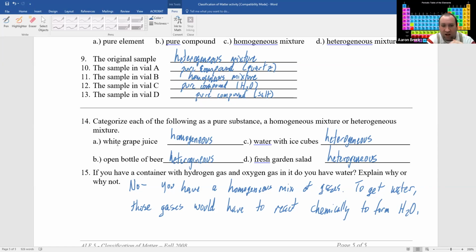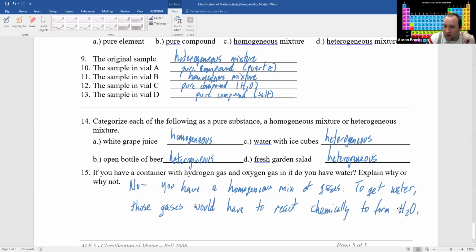Last question. If you have a container with hydrogen gas and oxygen gas in it, do you have water? The answer is no. Hydrogen and oxygen are the components of water, but until those two gases actually react chemically, they will remain just a mixture of hydrogen and oxygen. You've got to do something to get them to react with each other. If you don't get them to react with each other, they will remain just hydrogen and oxygen. Water comes about only as a chemical reaction.